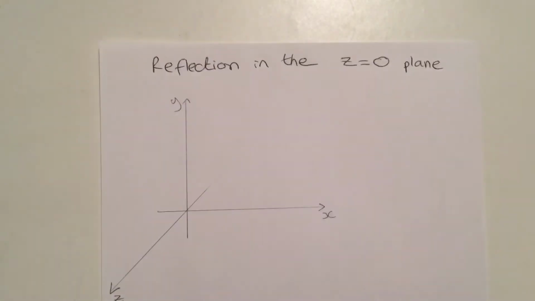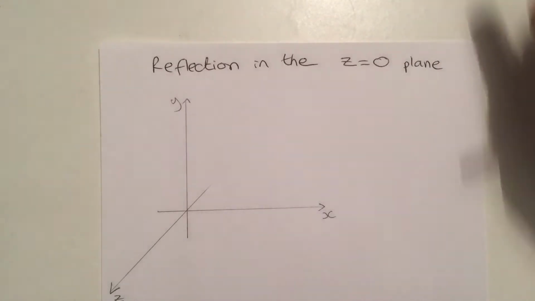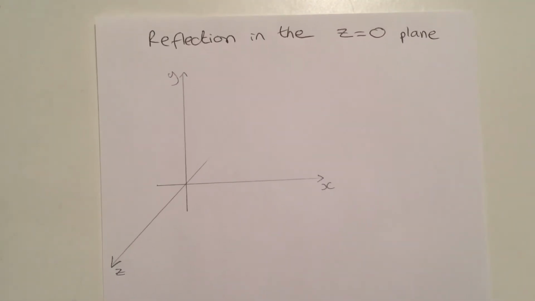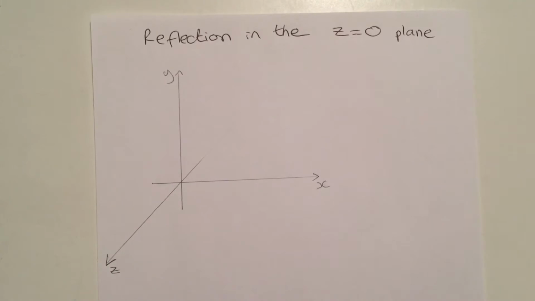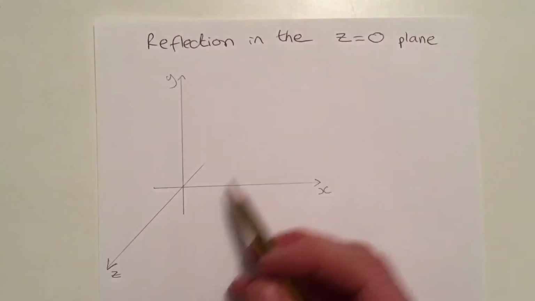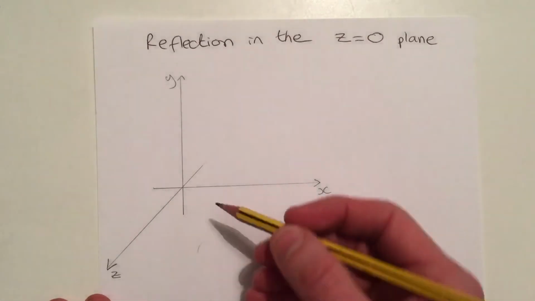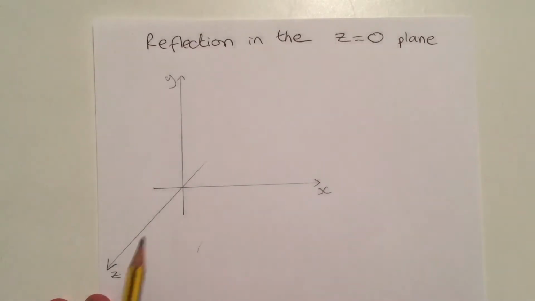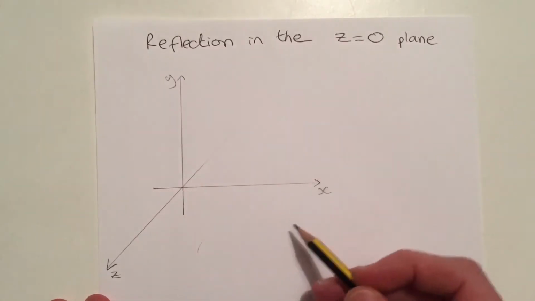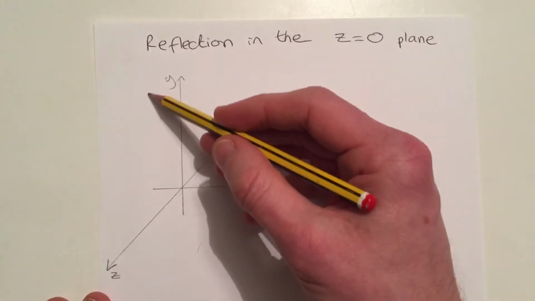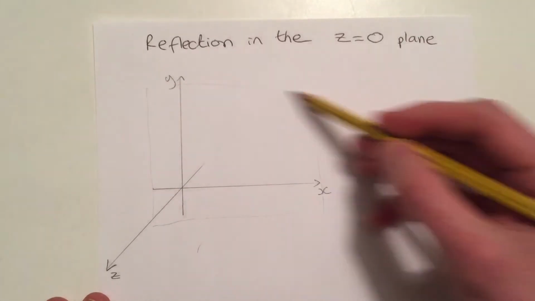Let's do another one of those. So a reflection in the z equals 0 plane now. Let's think about what the matrix for that would be. So first of all, the z equals 0 plane, so where is the z coordinate 0? So that's not coming out of the page, it's not going into the page, it is on the page itself. So it is everything in the page here.